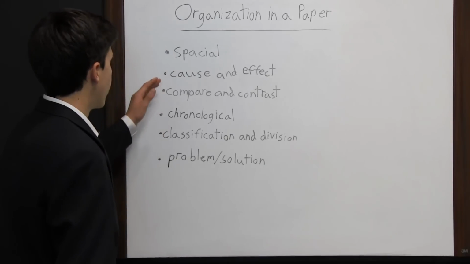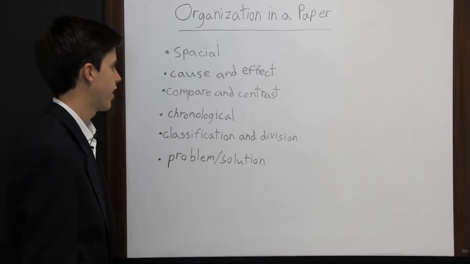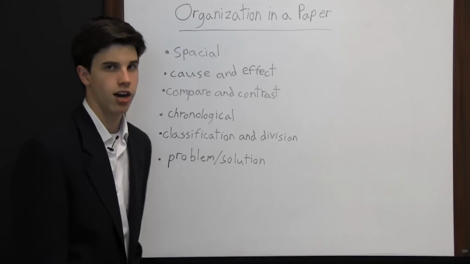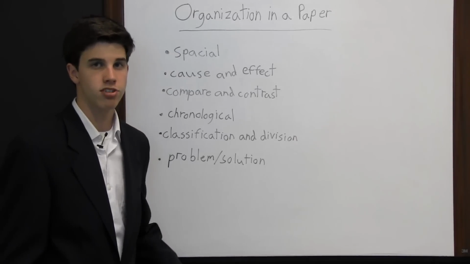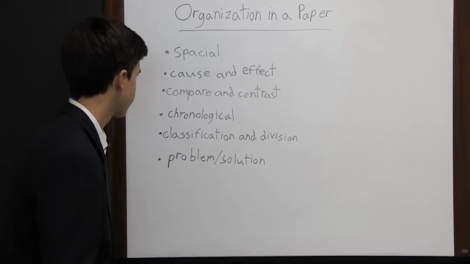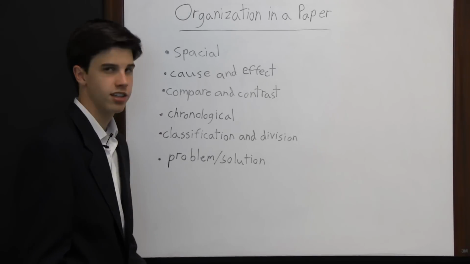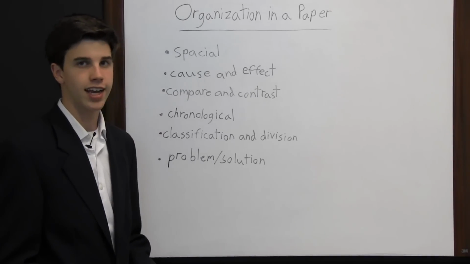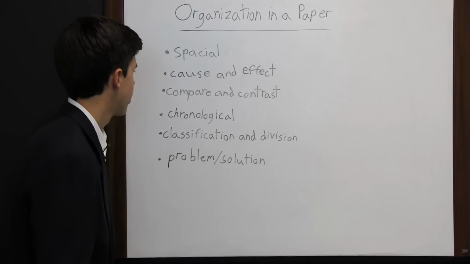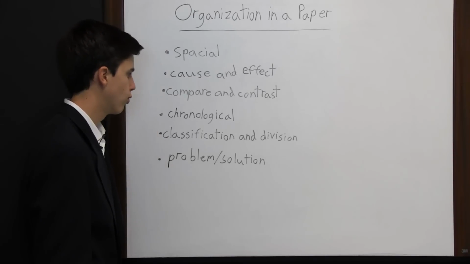Another way to organize a paper is through cause and effect. You could talk about something that's going on and the effect of that, or talk about several causes and several effects. You can also compare and contrast. If you're talking about two or more things, talk about how these things are alike and how these things are different. Another way is through chronological order.